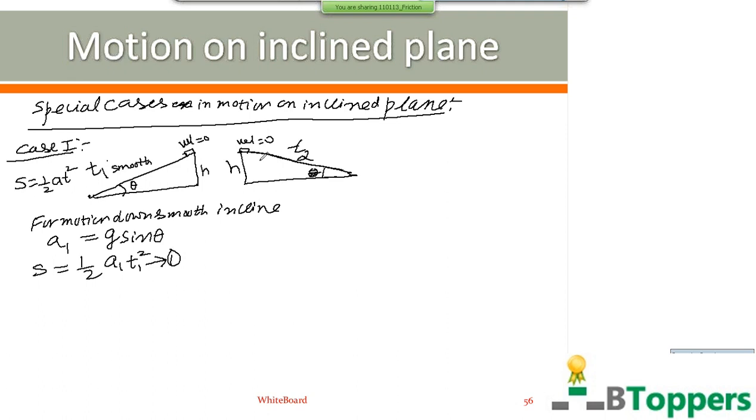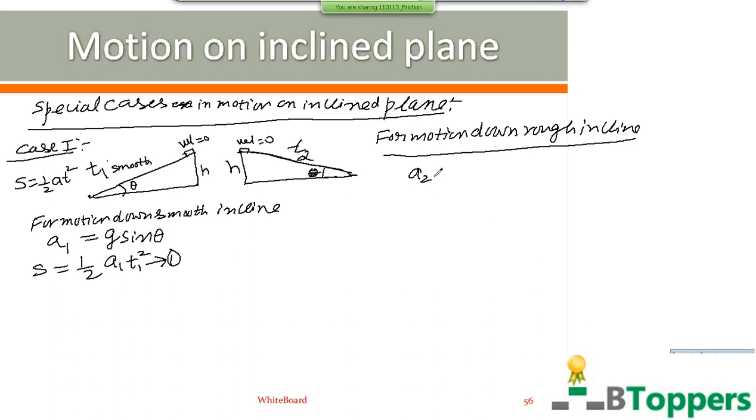Next, I use the same equation s equal to half a t square for motion down the rough inclined plane. The acceleration of the block when it slides down the rough inclined plane, I denote by a2, that is given by g into sin theta minus mu k into cos theta. Let T2 denote the time taken to slide down the rough inclined plane. Let us suppose T2 is n times T1. That means time taken to slide down the rough inclined plane is n times the time taken to slide down smooth inclined plane. Again, using the same equation, s equal to half a t square, for motion down the rough inclined plane, you can write s equal to half a2 t2 square.